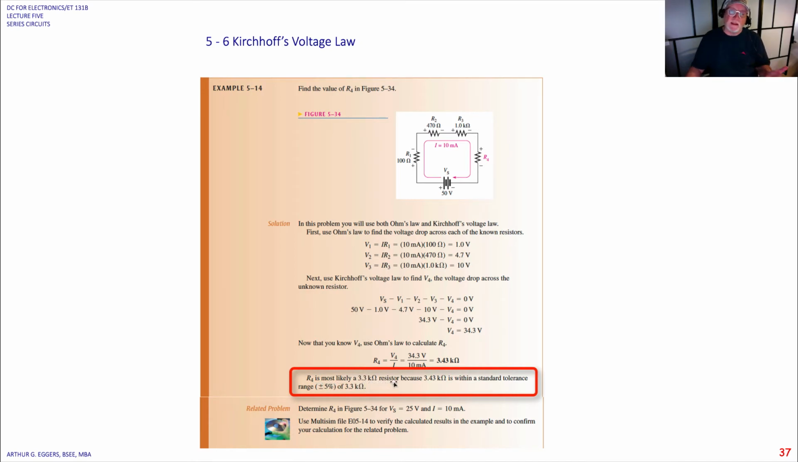Why? Because that is a common value that you could find on the benchtop. 3.43 is within a standard tolerance range of plus or minus 5%. So now you see why we use those tolerance ranges on 3.3 k ohms. It's a good idea to get used to calculating those percentages and determine, okay, can I find a standard produced resistor to put in this circuit or to identify that resistor accordingly.